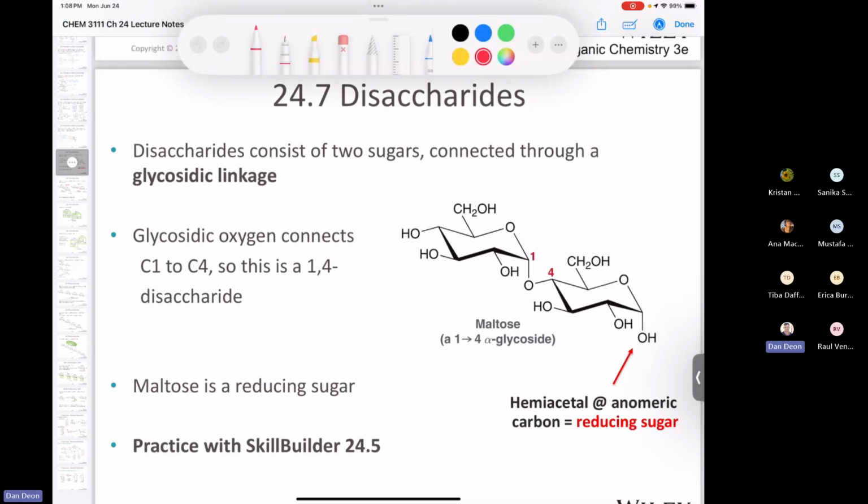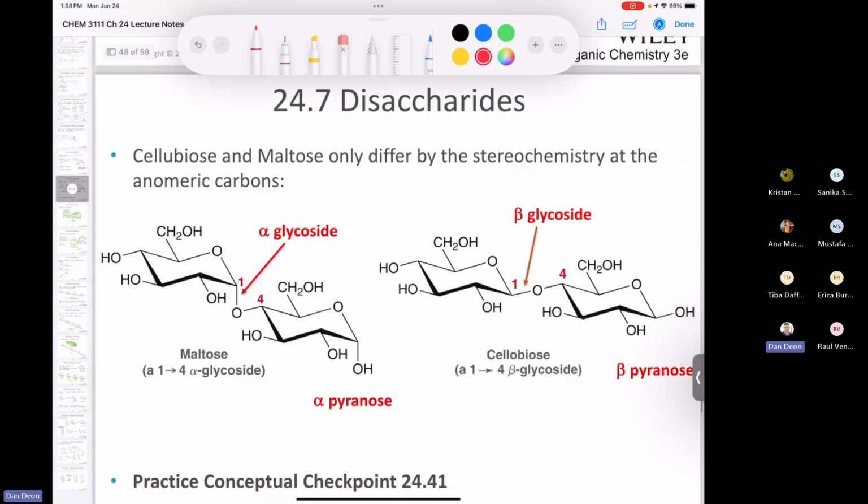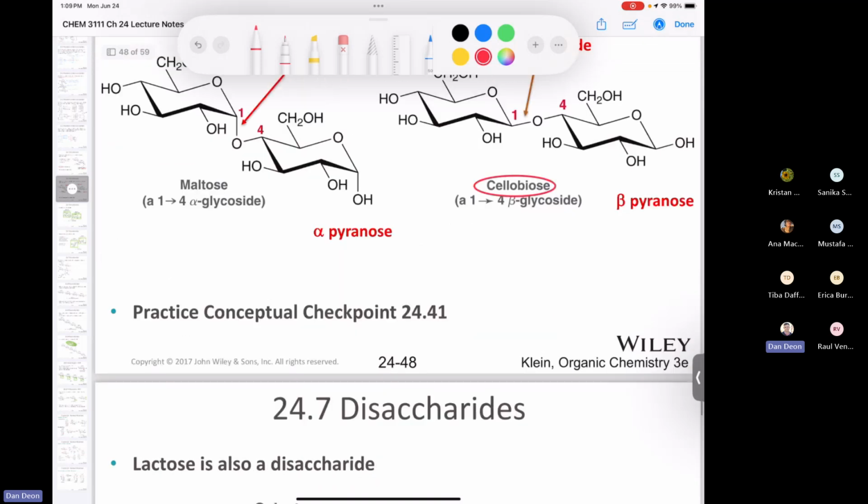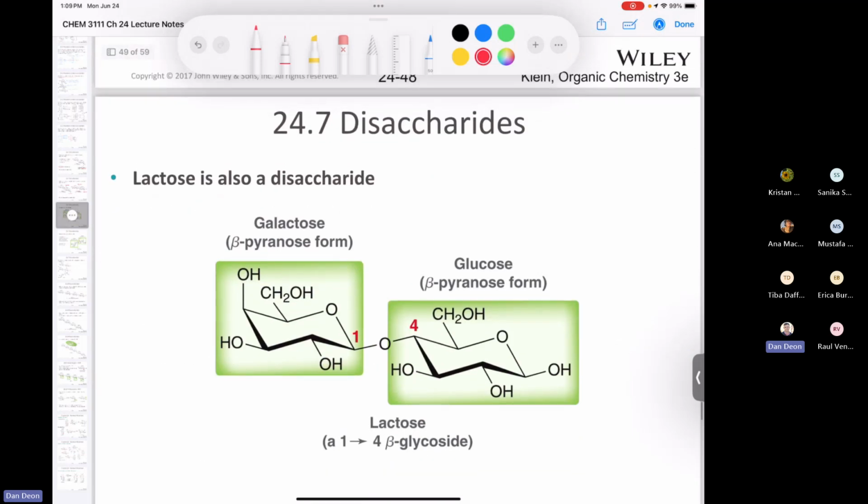Okay, so the disaccharides that you need to be aware of as a 3111 student would be maltose. So you have to know what maltose is. You also have to know what cellobiose is. So cellobiose and maltose, you can see there's very few differences between them. It's just their glycosidic linkage that's different. And lactose, you also have to know lactose, which is another disaccharide. So far we've got maltose, cellobiose, and lactose.